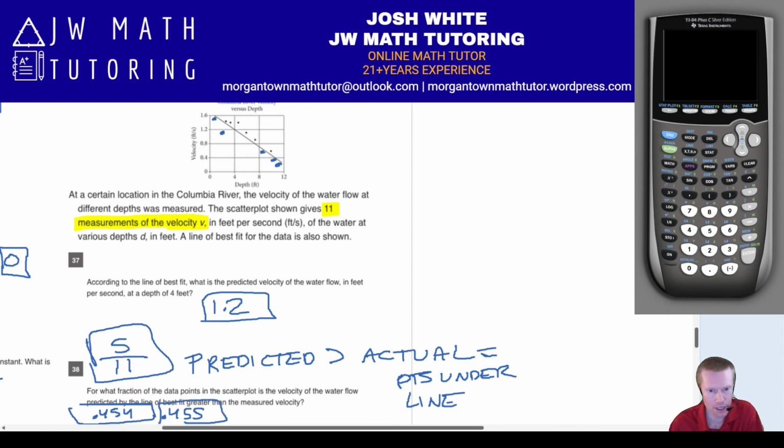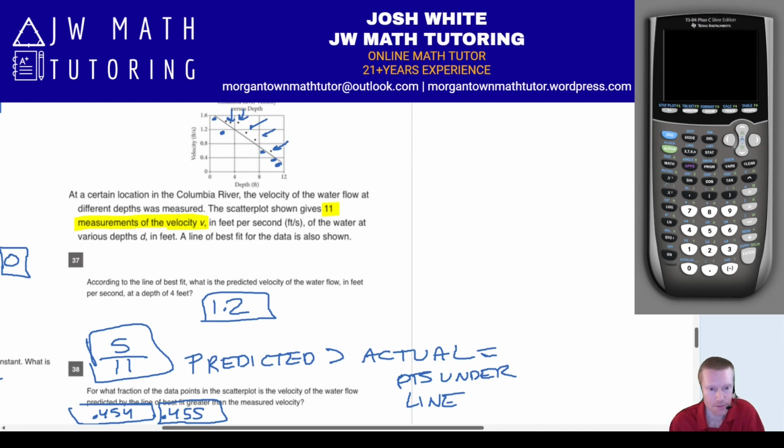And just one last thing: a lot of students on questions like this get this backwards. They see the predicted line of fit greater than the measured, and they look for the points that are above the line. But again, it's actually the opposite. If the predicted is greater than the actual, that means you want the points below the line. If they want predicted less than the actual, that means you would want these points here, above the line on the graph.